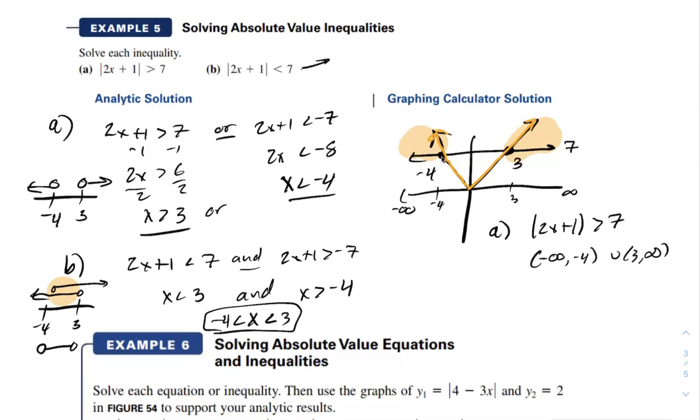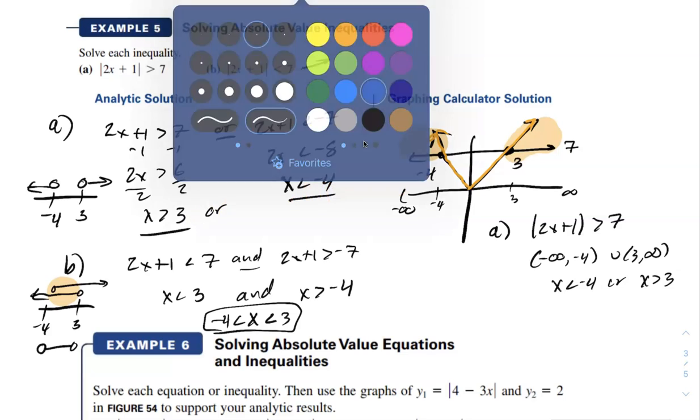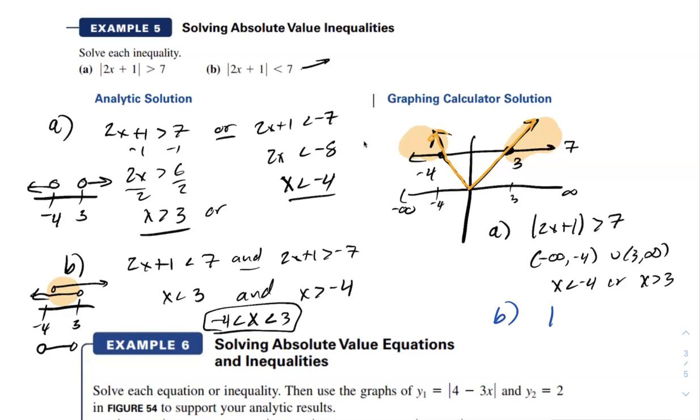Also known as when x is less than negative 4, or when x is greater than 3, which is the exact same answer we got here. And then look at the second question, B. It wants to know when 2x plus 1 is less than 7. Well, less than 7 happens. Let me erase some of this stuff I don't need anymore.